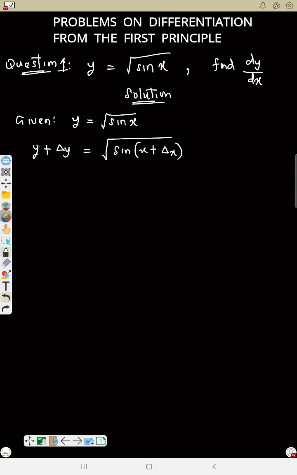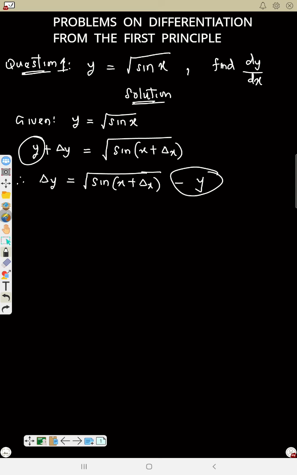The next thing, take this y to the other side of the equation. So this becomes delta y is equal to square root of sine of x plus delta x, minus y, because if you take this y to the other side, it becomes minus y.